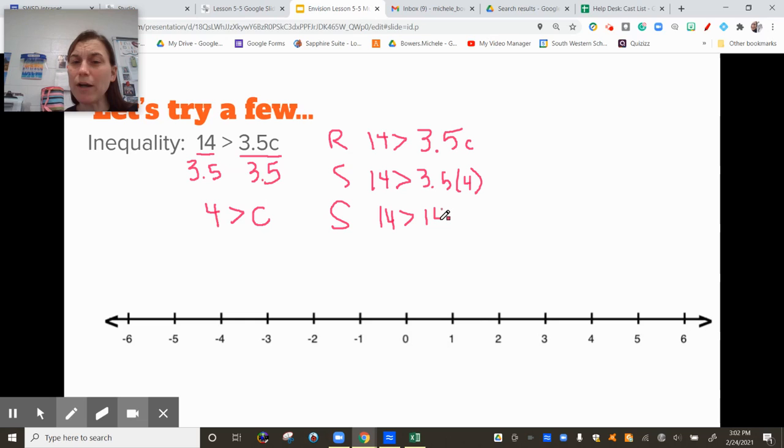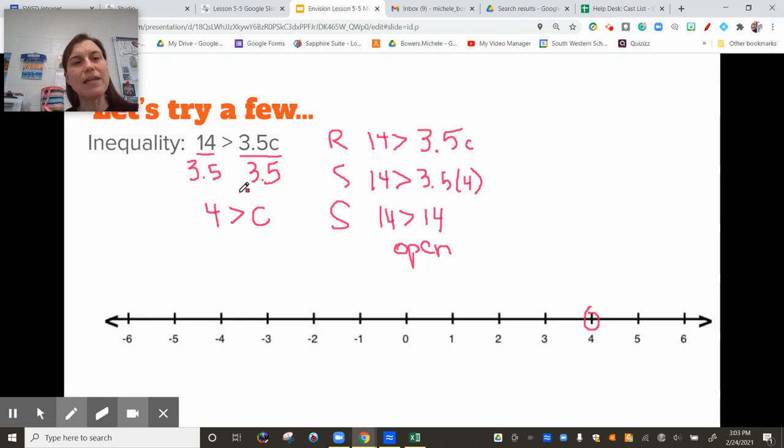Well, 14 is not greater than 14. That's not true, but these are the same number. So since it's the same number, it means I have the correct target number. But it's not a true statement, so it's an open circle. This is like the limit. So there's my open circle at 4, because that's my target number.